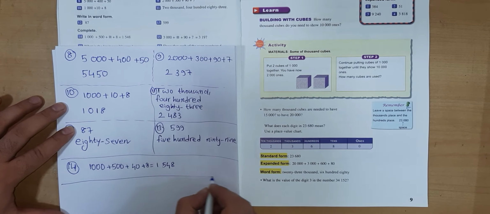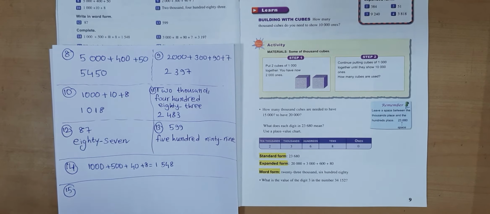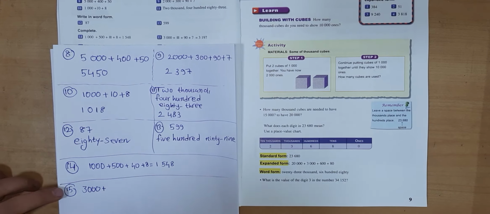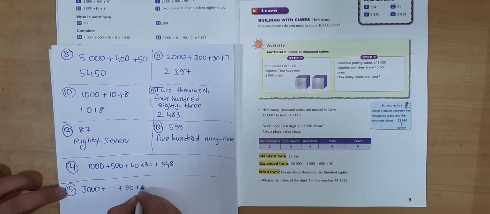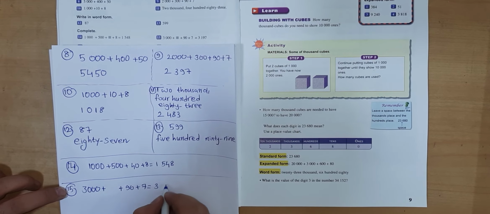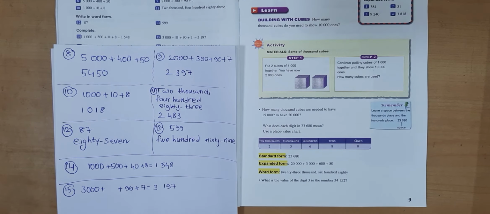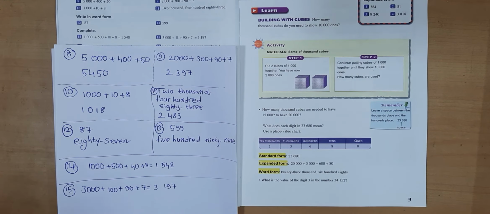Let's move on to exercise number 15. And let's complete this expanded form. 3,000 plus, we don't know what is the digit in the 100th spot, so we leave it blank, and we go to the 10th spot. 90 plus 7 is equal to 3,197. So you guys, can you tell me what is the digit that is in the 100th spot? Look. Yes, it's 100.